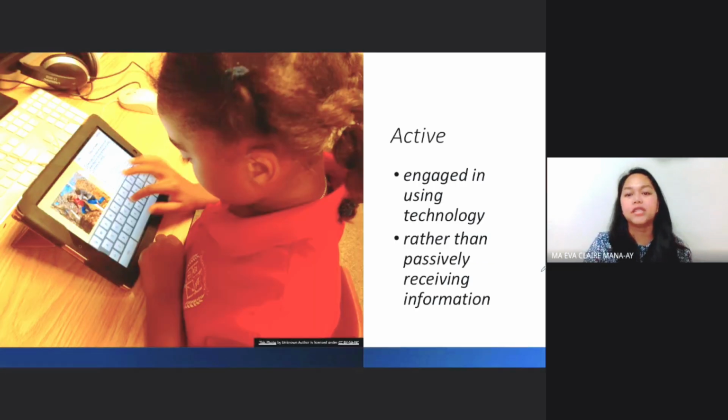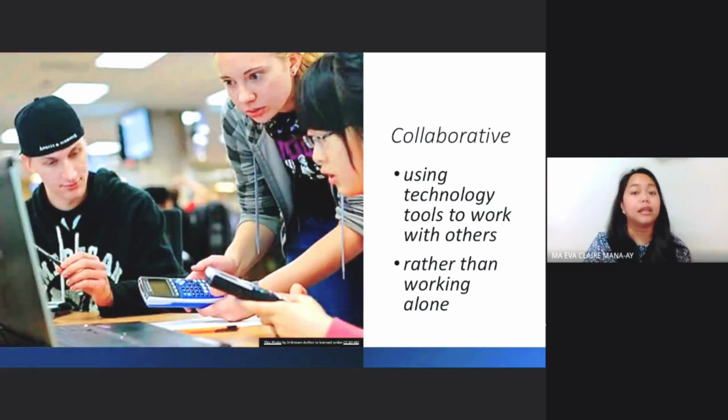Now, the active stage here is when the student is engaged in using technology, hence the term active, rather than passively receiving information. Okay, so if your student is using any type of technology, then you'd call that active. Okay, you'd call that an active learning environment. That's the first stage. Secondly, you have collaborative.